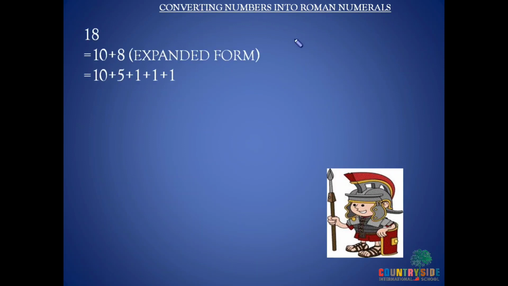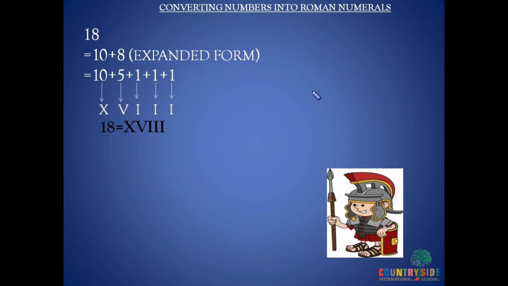The first example is 18. 18 is in the Hindu-Arabic system, and now I have to convert it into Roman numerals. First, I will write the expanded form of the number. It is 10 plus 8. 8 is again expanded as 5 plus 1 plus 1 plus 1. Having the representation of each digit in Roman numerals, I have X for 10, V for 5, I for 1, I for 1 and I for 1. I'll combine these symbols to represent 18.